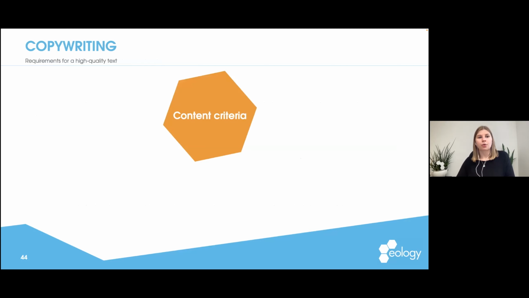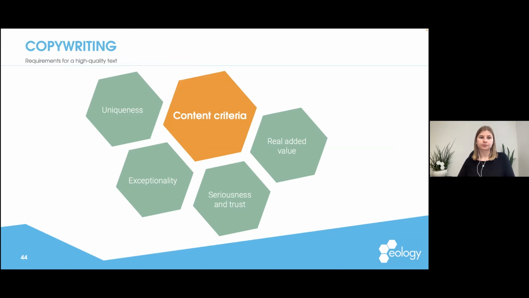So what are the requirements for a high quality text? Of course, uniqueness. The content should not already exist multiple times. It has to be unique. It has to be published for the first time. The exceptionality: content should not be copyable with little effort. So it has to be really exceptional, so nobody else with more budget can just do better than you, and set yourself in the shadow and get all what you actually did before.